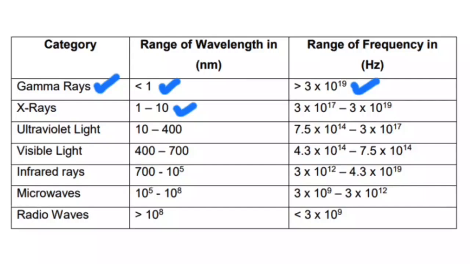Gamma rays and X-rays are very dangerous, and this is the range of frequency of X-rays: 3 times 10 to the power 17 Hz to 3 times 10 to the power 19 Hz, followed by ultraviolet light, 10 nanometers to 400 nanometers, and we have its range of frequency right there. So on and so on, followed by visible light, infrared rays, microwaves, and radio waves.